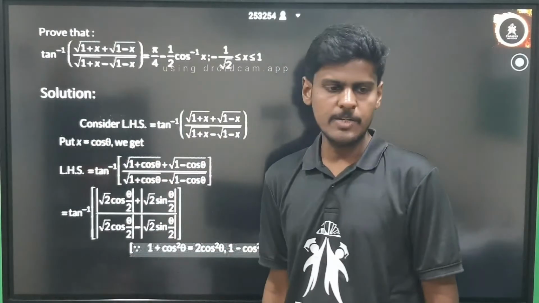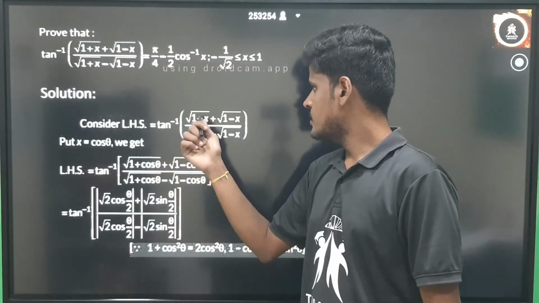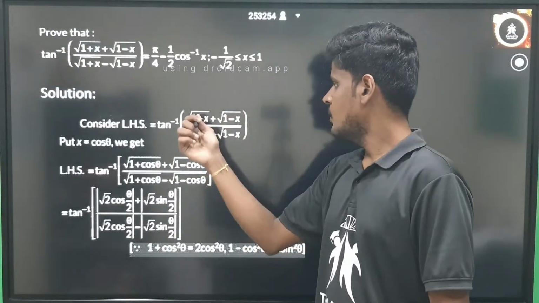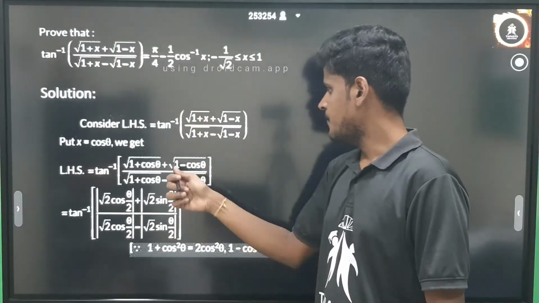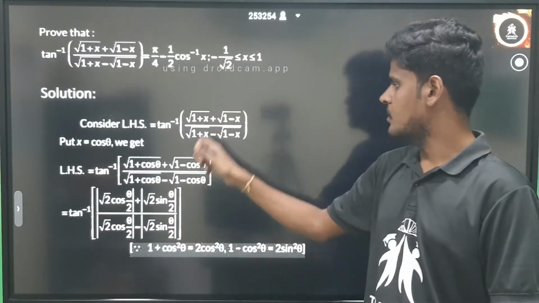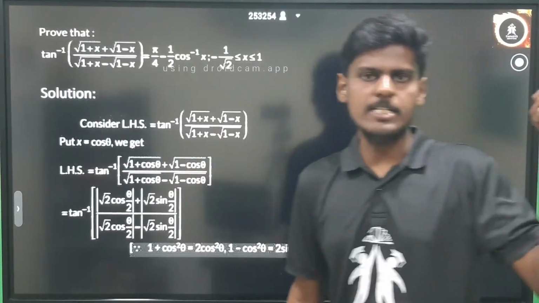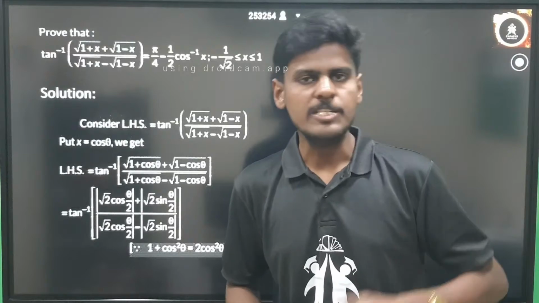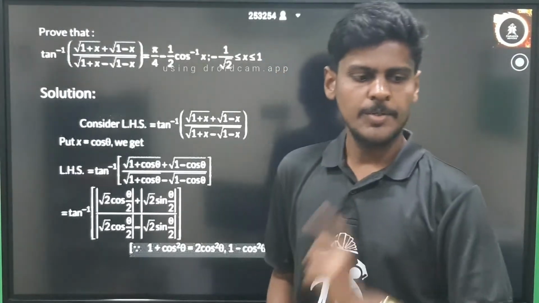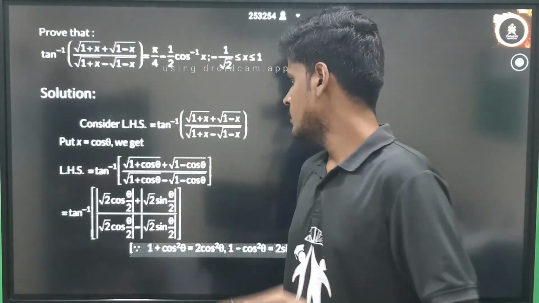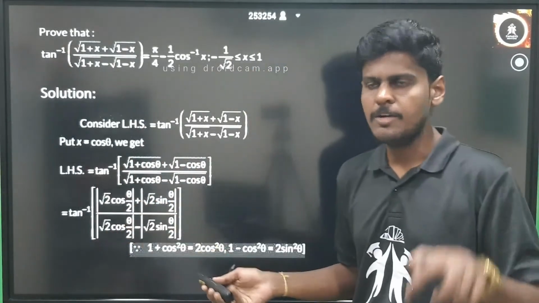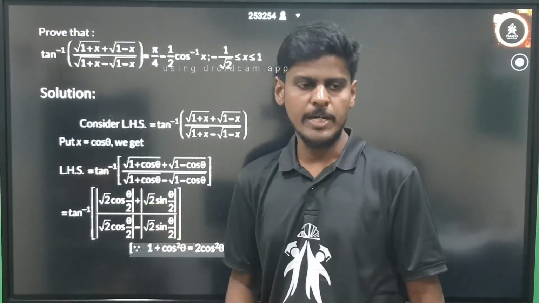When we substitute x equal to cos theta, the value inside the tan inverse term becomes root of 1 plus cos theta plus root 1 minus cos theta divided by the denominator. What is 1 plus cos 2 theta, students? 1 plus cos 2 theta is 2 cos square theta. So what is 1 plus cos theta? 2 cos square theta by 2. That is root of 2 cos square theta by 2, which is nothing but mod of root 2 cos theta by 2.